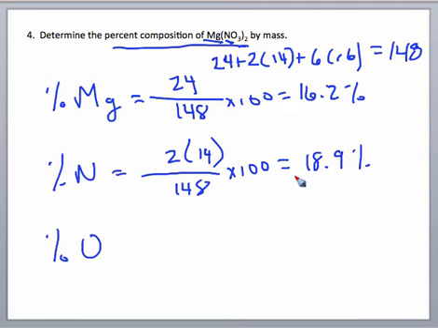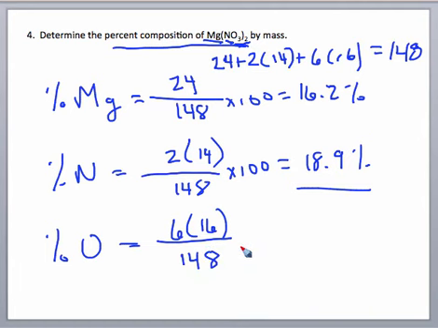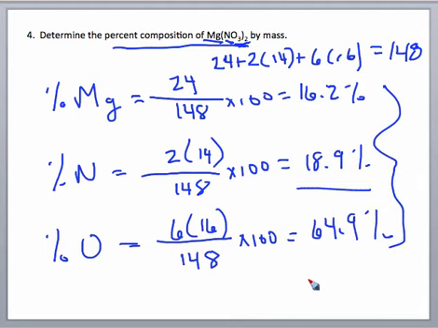18.9%. Now we could add up these two percentages and subtract from 100, or we could just do the same thing that we're doing. So we have 6 oxygens over 148, the total, times 100, and that gives us 64.9%. And those percentages should add up to 100%, or pretty darn close to it, like 99, 101. Either one of those are fine. Alright, so let's move on.